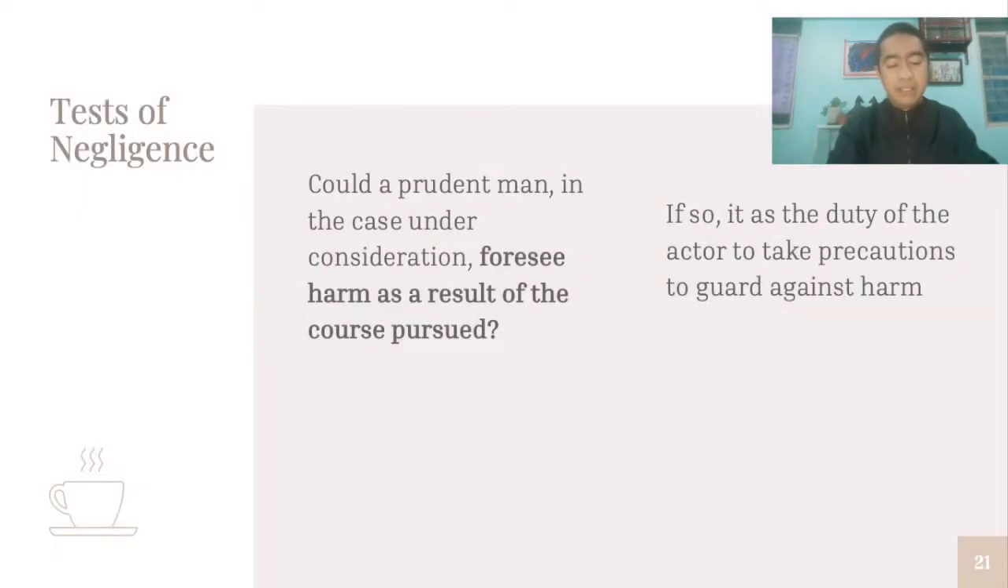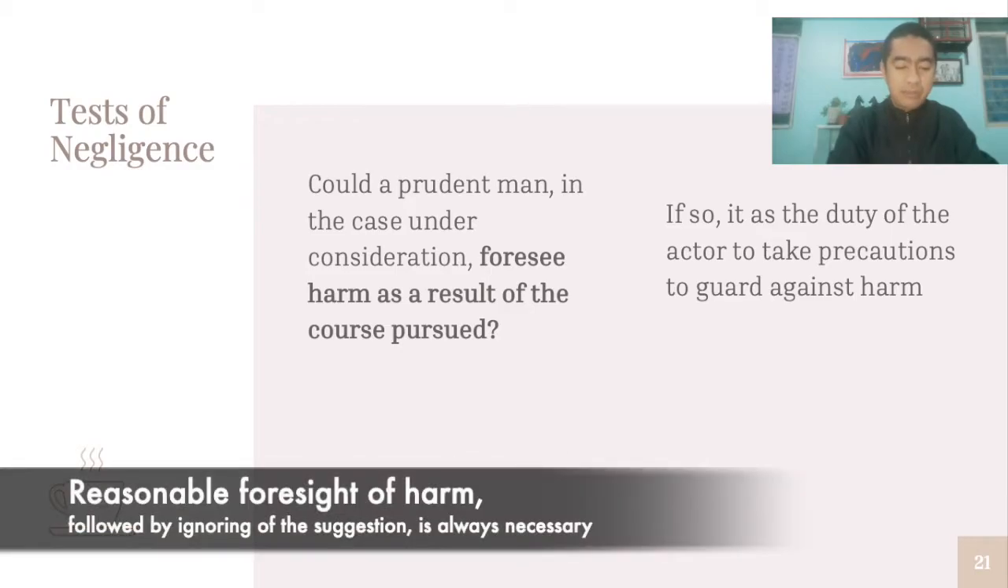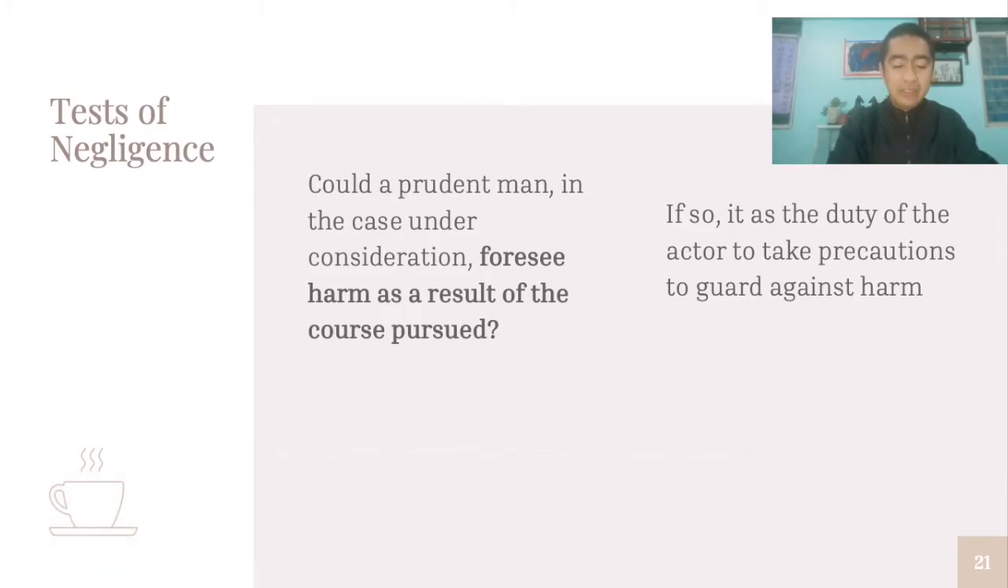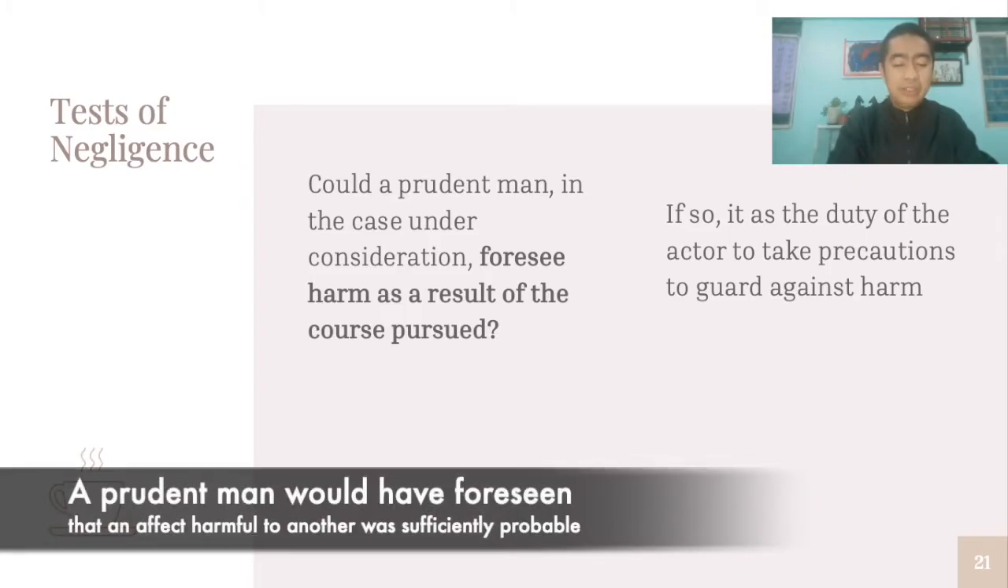Next question. Could a prudent man, in the case under consideration, foresee harm as a result of the course actually pursued? If so, it was the duty of the actor to take precautions to guard against harm. Reasonable foresight of harm, followed by the ignoring of the suggestion born of this prevision, is always necessary before negligence can be held to exist. Conduct is said to be negligent when a prudent man in the position of the tortfeasor would have foreseen that an effect harmful to another was sufficiently probable to warrant his foregoing the conduct or guarding against its consequences.